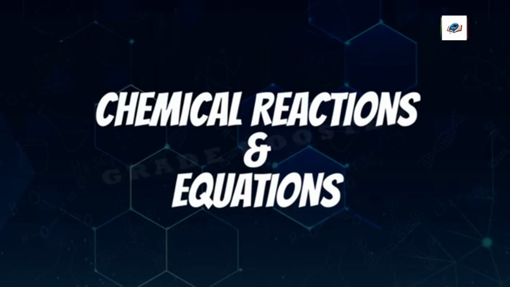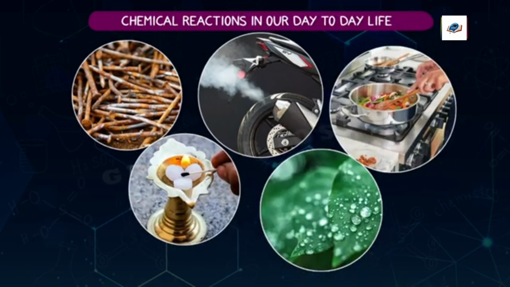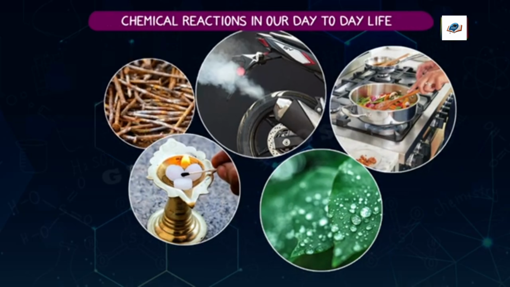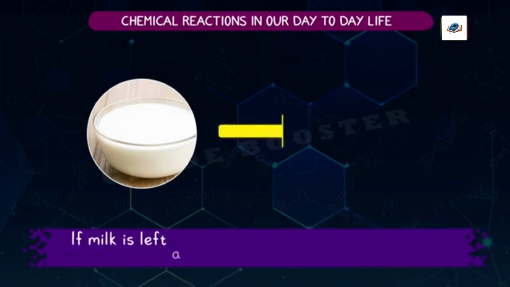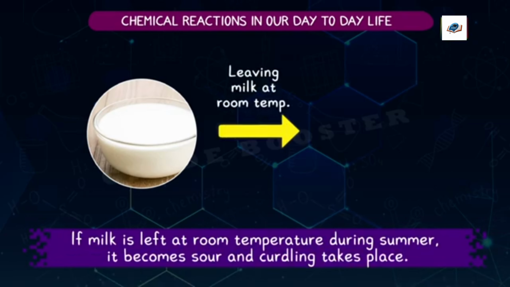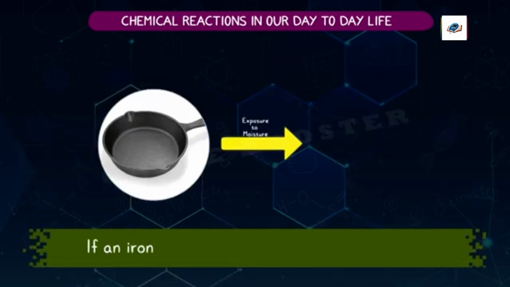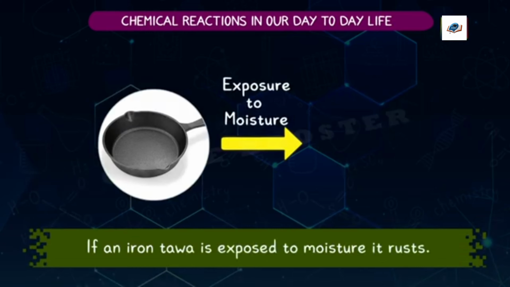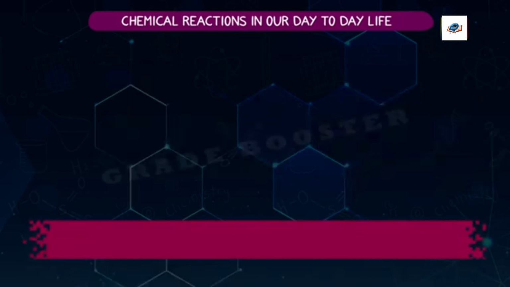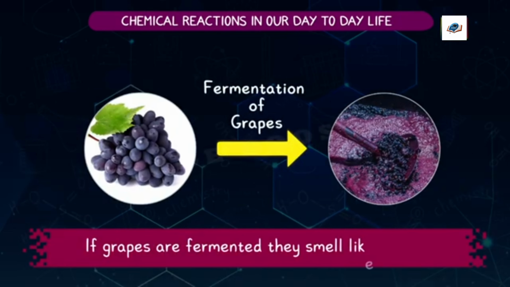Chemical reactions and equations. In our day-to-day life, we see different changes around us. Like if milk is left at room temperature during summer, it becomes sour and curdling takes place. If an iron tawa is exposed to moisture, it rusts. If grapes are fermented, they smell like alcohol.